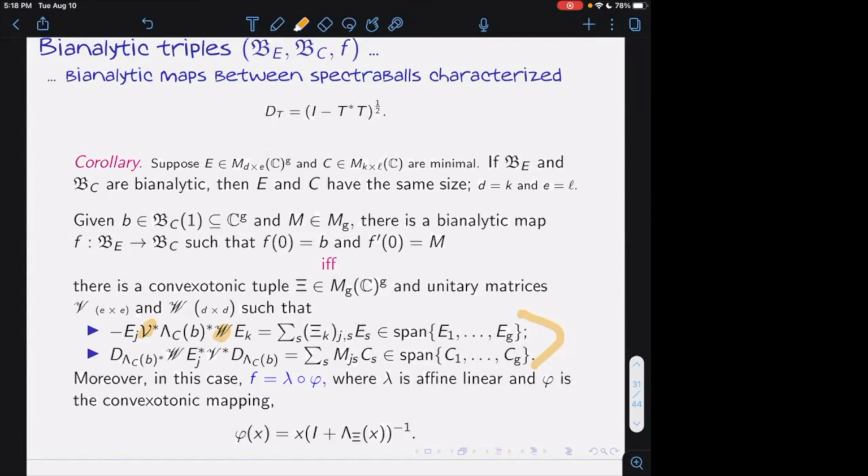Unfortunately, I didn't time things very well. I wanted to mention the result of a recent PhD student of mine. She takes this corollary and determines those spectral balls for which the automorphism group at level 1 is transitive, and those correspond to what people refer to as ternary rings of operators. So anyways, I'll stop here. Thank you.